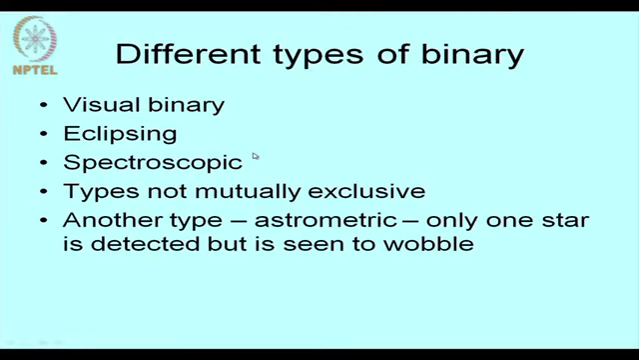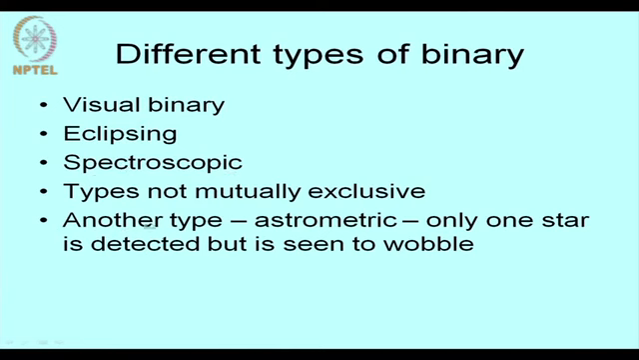Now, there are typically three different types of binary stellar systems. So, we have the visual binary, the eclipsing binary, and the spectroscopic binary. These are the three main types of binary stellar systems. And we should note that these types are not mutually exclusive. So, there could be a binary stellar system which is both a visual as well as an eclipsing binary, or a visual and a spectroscopic binary.